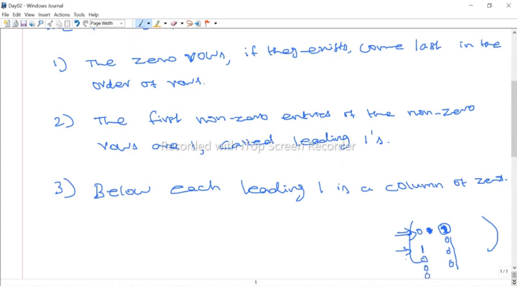Again, suppose scanning the third row, you get some non-zero entry here, maybe some elements here, that is not a problem. But below the diagonal should be 0. Sorry, below the leading entry should be 0. That is the third one. So below each leading one is a column of zeros.